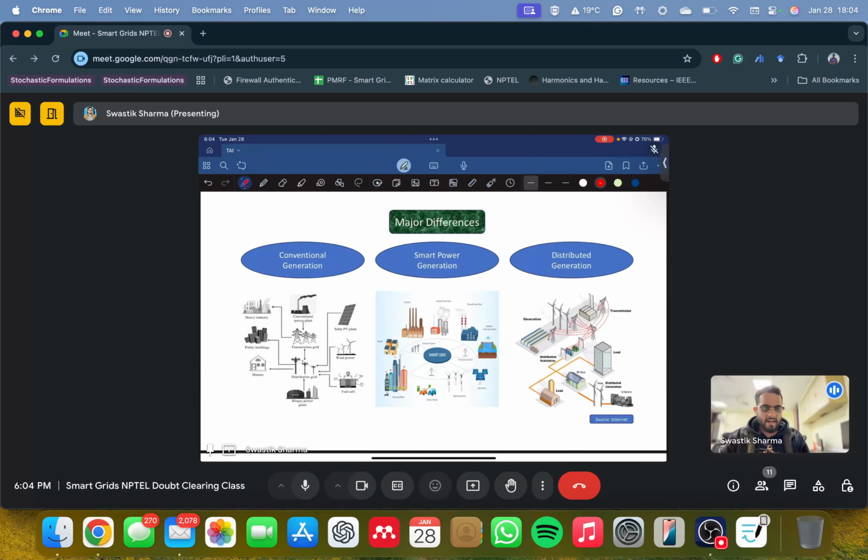So in this slide, I've just shown what the major differences are. You can see that in conventional power plants, it was just one-way power flow, from generation to distribution. It was vertically integrated, and power used to go from generation to distribution. Now, with EVs, solar power, and small wind turbines, people now have bidirectional power flows from distribution to generation, right?